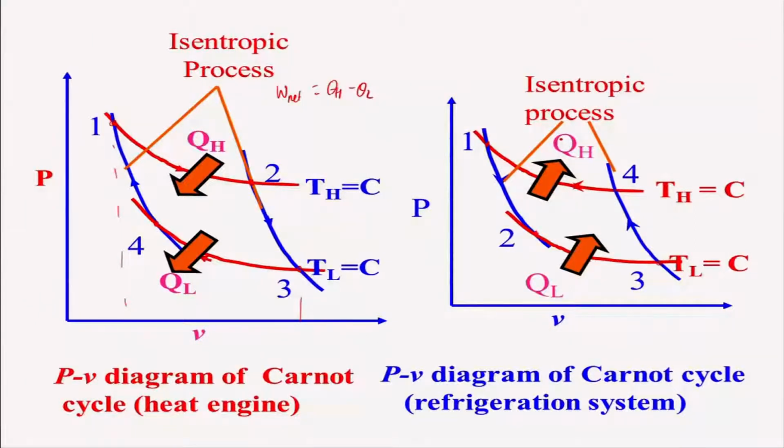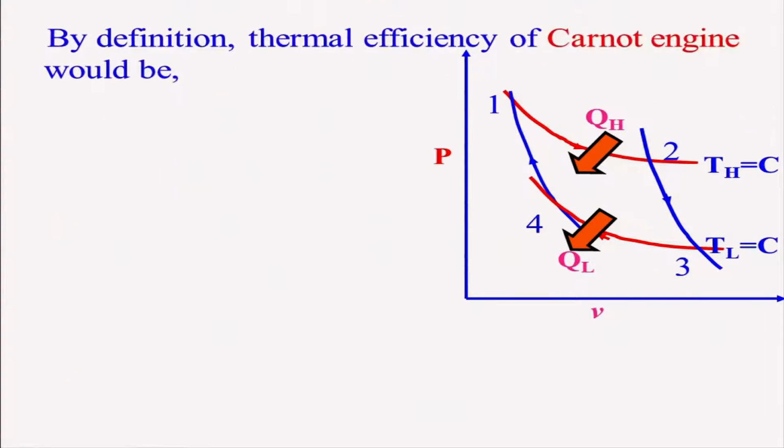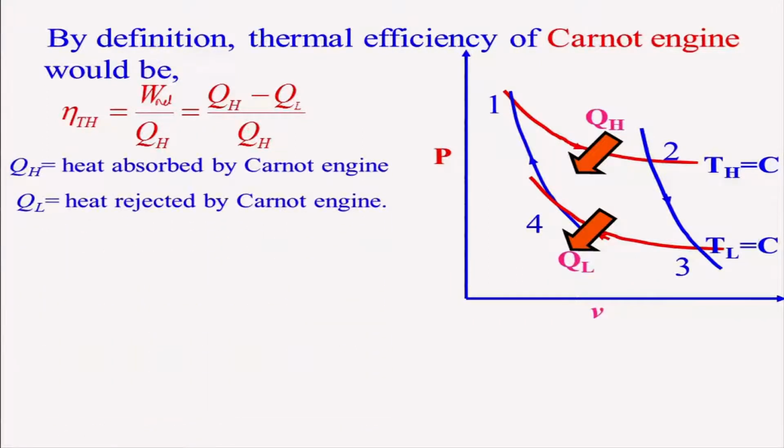So, these are the processes, and what we will be doing now is applying the first law of thermodynamics and finding out the thermal efficiency for a Carnot engine. By definition, we know the thermal efficiency is W, the net work. That means work is produced by the engine and also work is being supplied to the engine. Net work will be nothing but QH minus QL, divided by QH, and that will give me the thermal efficiency. As I told you, QH is the heat absorbed by the Carnot engine and QL is the heat rejected by the Carnot engine.